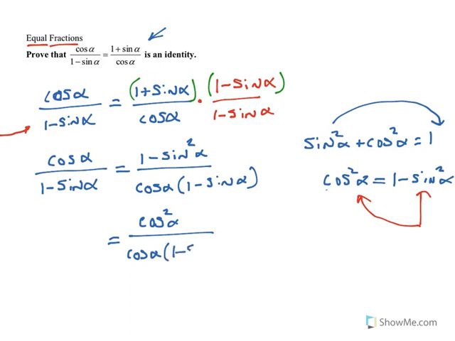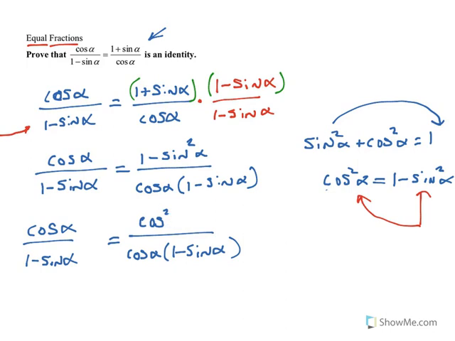And 1 minus sine alpha. And we're still equal to our left side. Cosine alpha, 1 minus sine alpha. And now we can go ahead and simplify our fraction a little bit. So we have two factors of cosine up top. It's cosine squared, so it's basically cosine times cosine. So you could think of it as this.